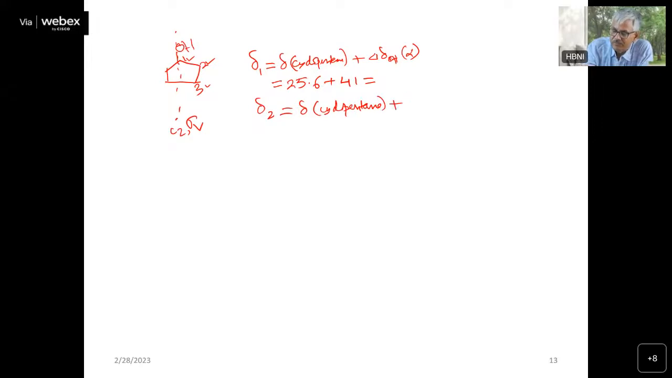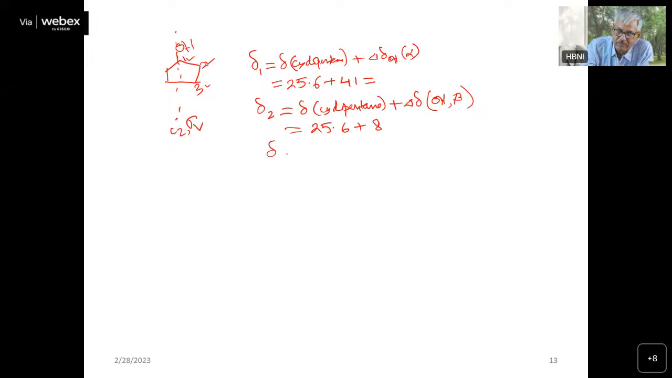plus delta, I will put OH at the beta position. Okay, so this is 2 position. Okay, so if you put that value, you will see that it is 25.6 plus beta position. If you see the table, you will see this value is nothing but 8.